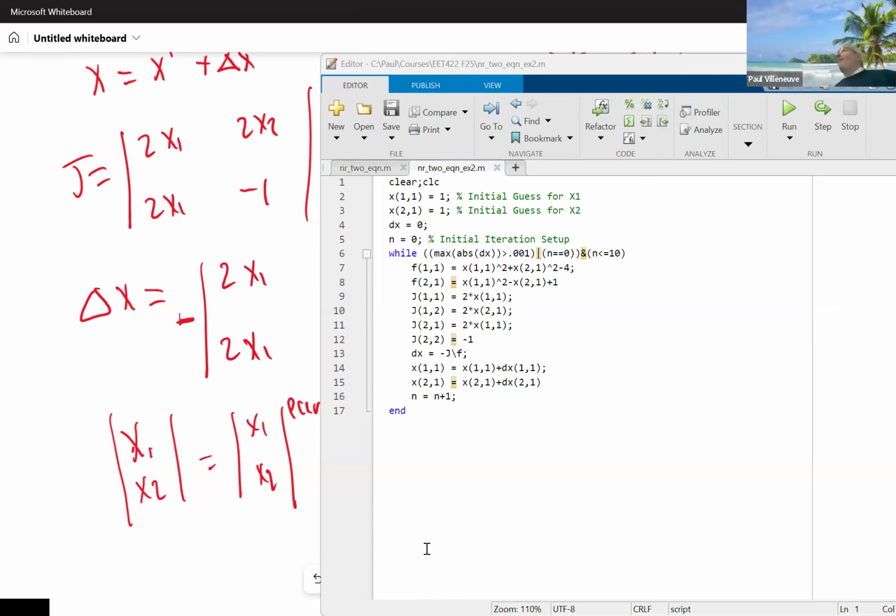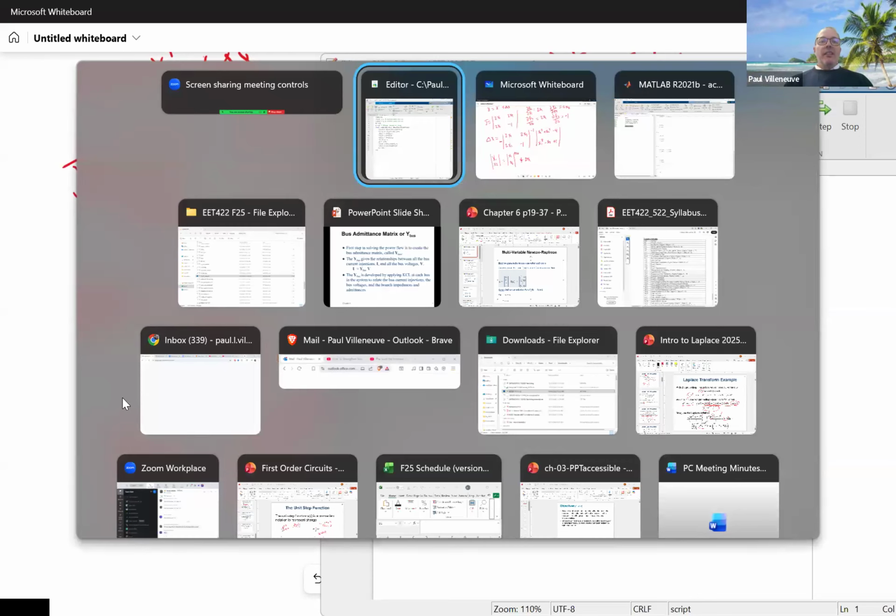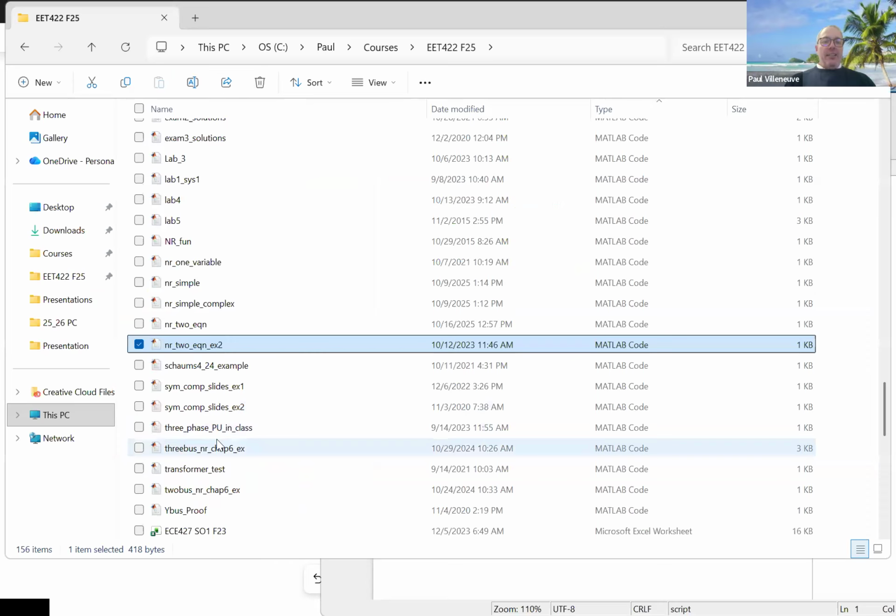And when we start to do power balance equations, your equations get a lot longer. I'll give you a sneak peek. Let's see.